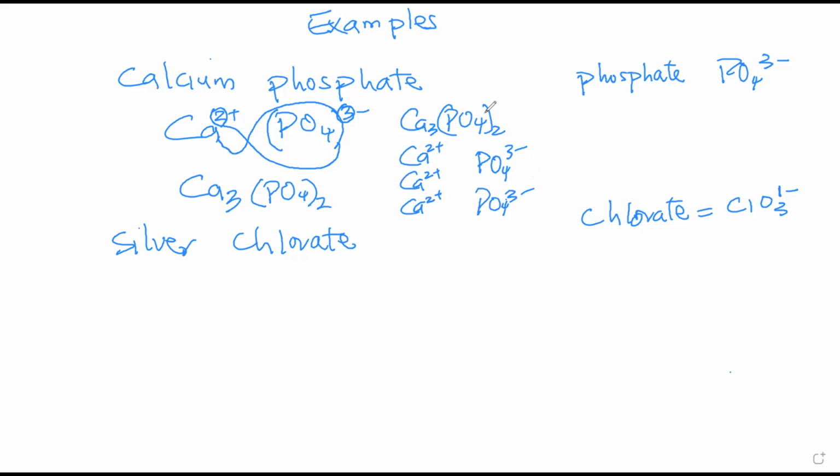Now for silver chlorate, okay, silver is a transition metal, but it forms only one type of charge. Silver is only 1 plus. Then chlorate, you look it up as a beginner. You see, they are equal charges. You don't do any crisscross. Silver chlorate, that's it. You're done. So that's how to write the formula. Very, very easy. Okay.